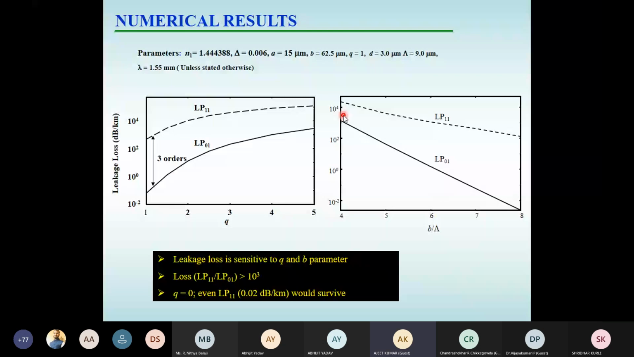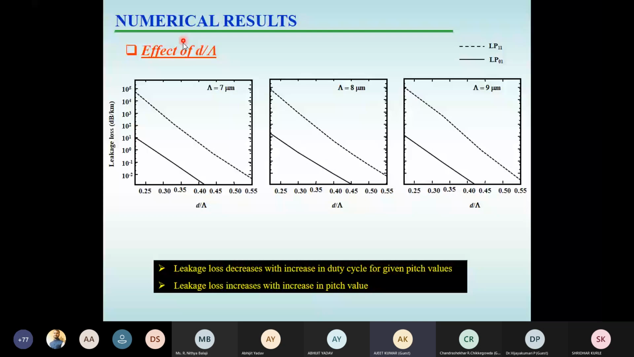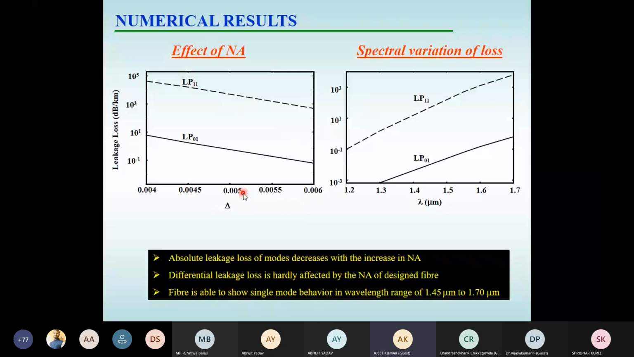Next, we have shown the effect of the D by pitch value, and the major conclusion which you can get from here is that leakage loss decreases with the increase in the duty cycle for a given pitch, and the leakage loss increases with the pitch value. If you increase the pitch value, the leakage loss will increase, but if you change this D value, it is going to decrease. So all these effects are basically to come up with a certain design within the limitation of your fabrication.